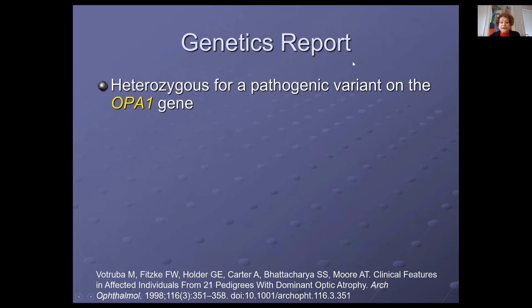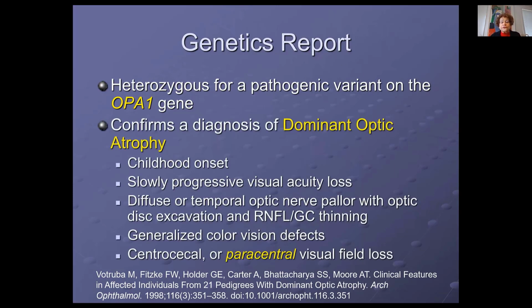so we decided to send him out for genetic testing, and it came back positive for a pathogenic variant on the OPA1 gene, which confirmed a diagnosis of dominant optic atrophy. This is a disease of childhood onset. It's inherited in an autosomal dominant fashion.